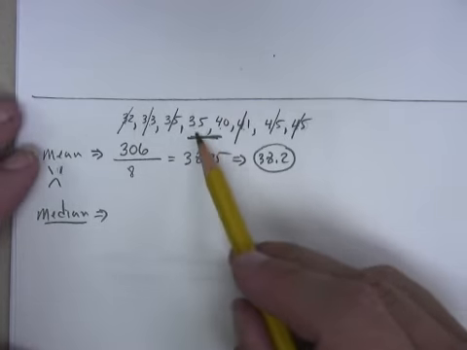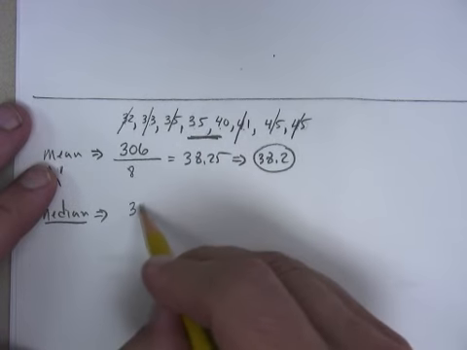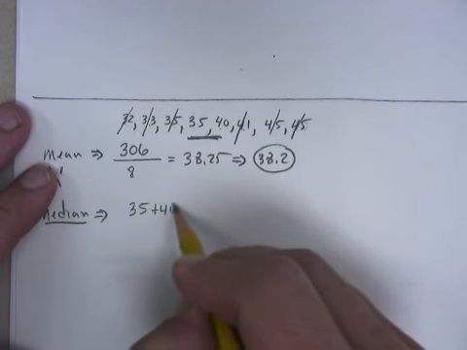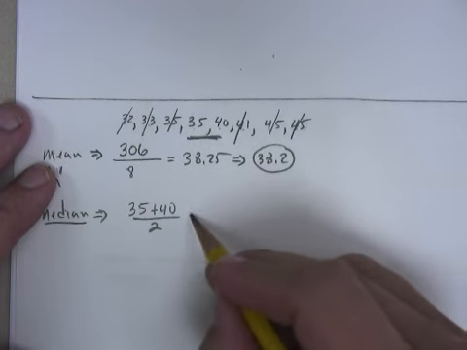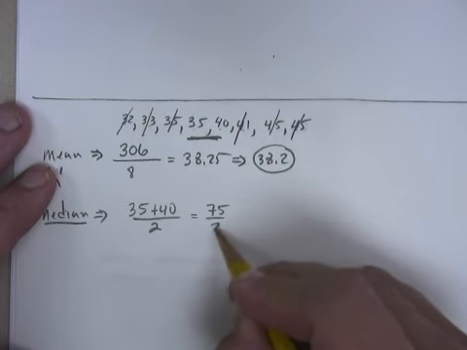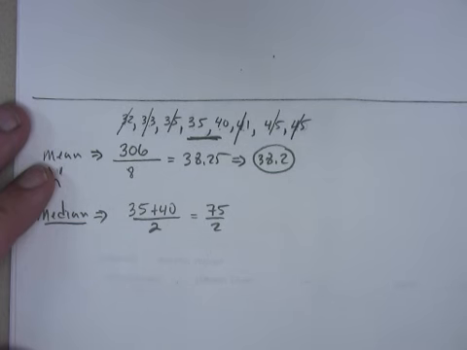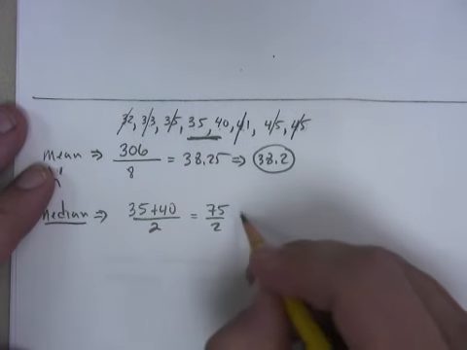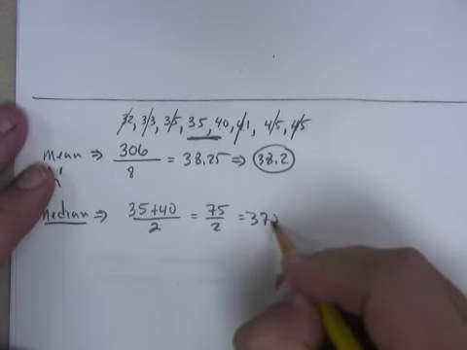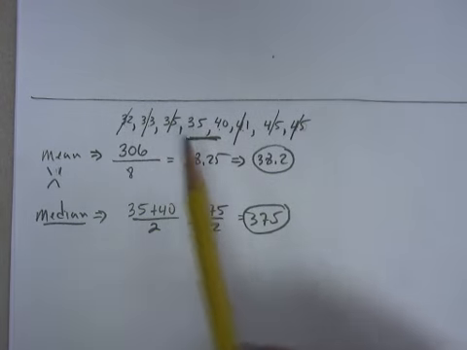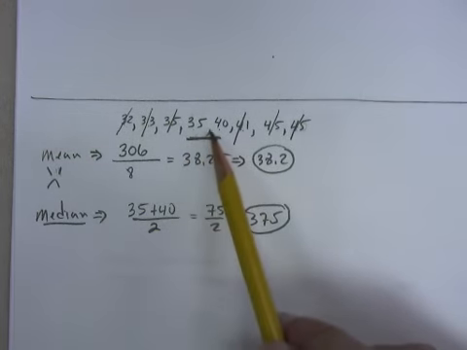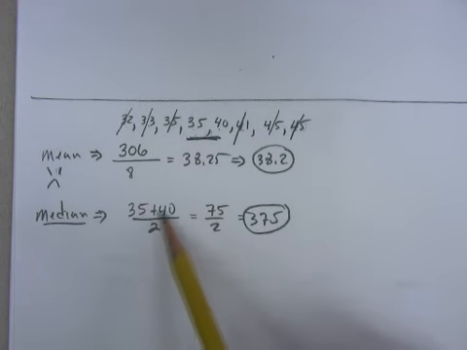The way to deal with this is to take those two numbers that you're left with, add them up and divide by 2. So 35 plus 40 gives us 75 divided by 2. And 75 divided by 2 is going to be 37.5. And there's your median. So if you're left with two numbers at the end, you add them up and divide by 2.